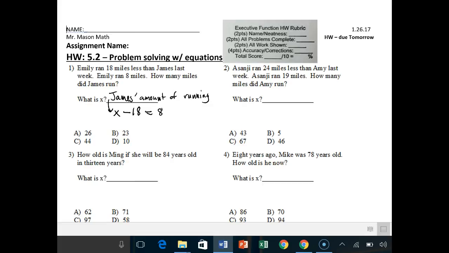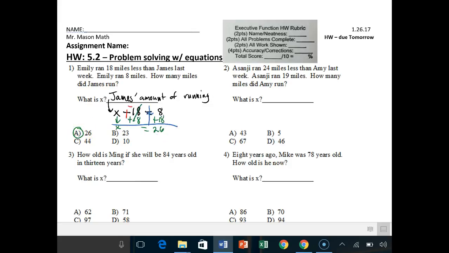So there we have our equation. Try and write it nice and neat. Go ahead and draw your Tetris. Change this to plus a negative, and then go ahead and work your problem. So we'll add 18 to both sides, and this cancels out. This drops down. X is equal to 18 plus 8, which is 26 miles. So A is your answer.